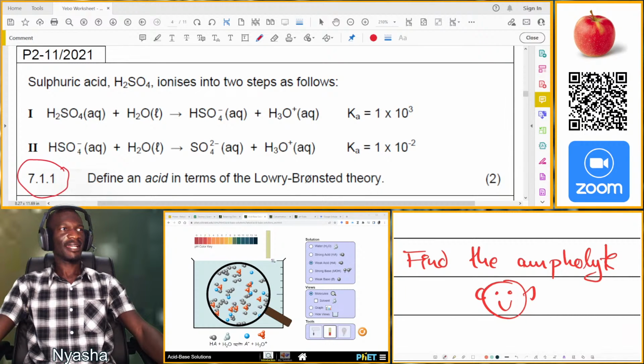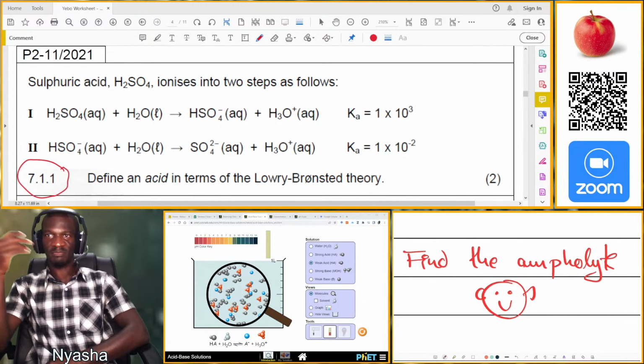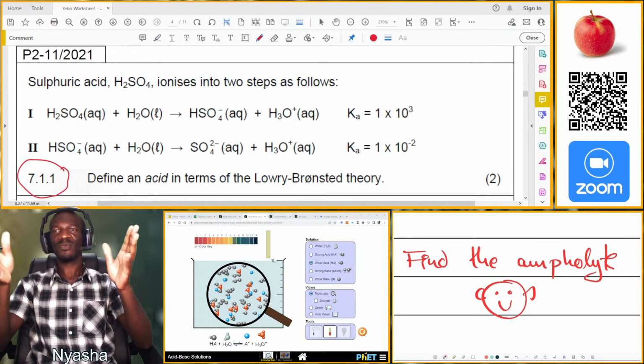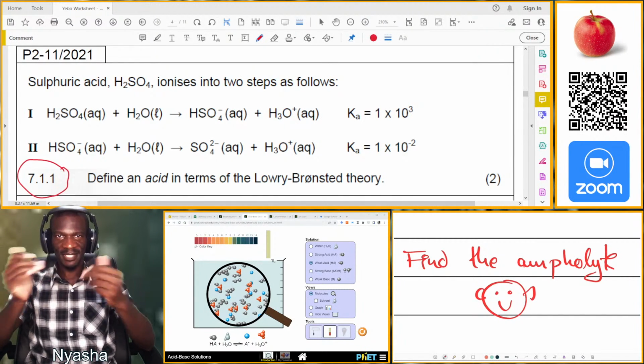What have we done now? Have we found the ampholyte? How do you approach this question? Or how can you look for the ampholyte? One way of trying to find the ampholyte would be to look at one species and then trace what's taking place to that species in its participation in the chemical reaction.